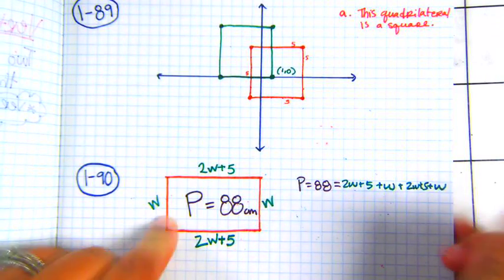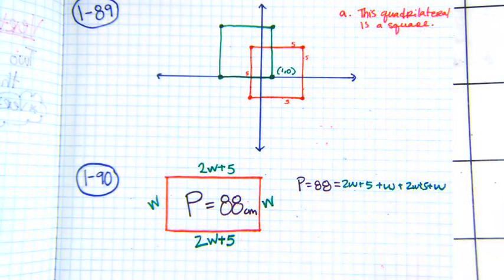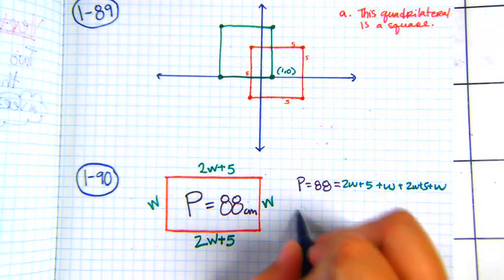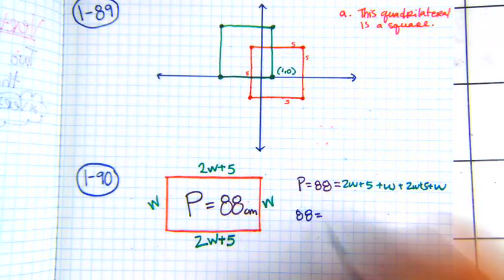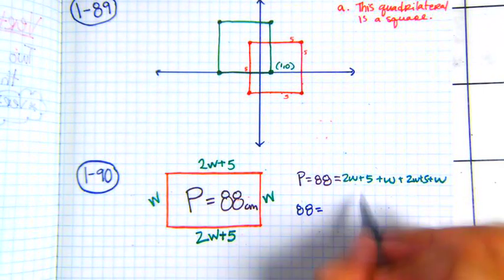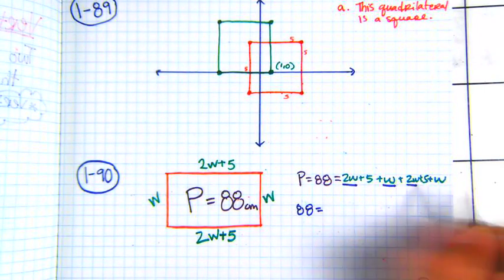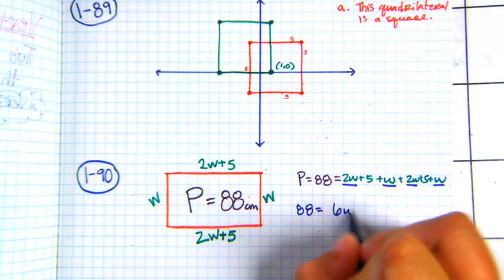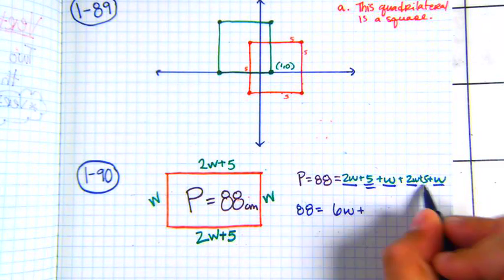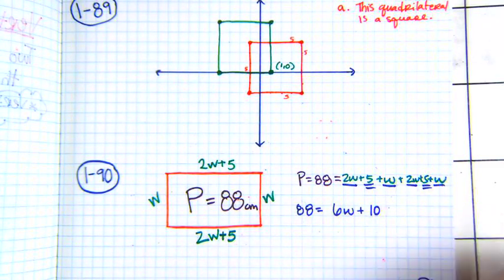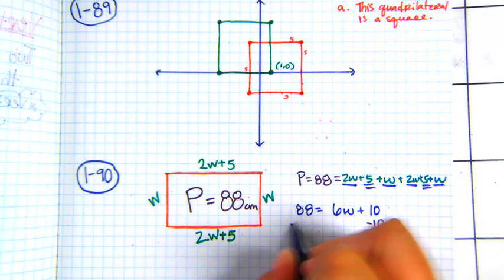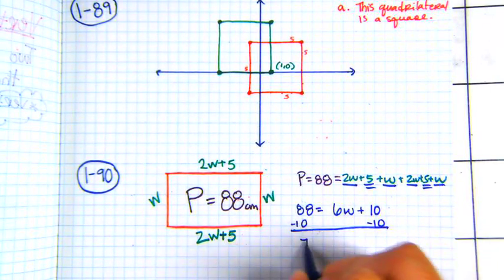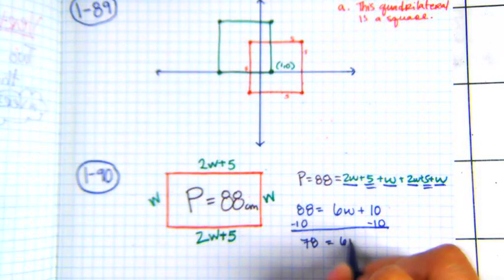Now, there is a different way of writing this. You could have written 2 times 2w plus 5, plus 2 w's. You'll get the same answer. It doesn't matter. So this is going to give me 88 equals, let's see how many w's we have. We have 2, 3, 4, 5, 6 w's plus 5 and 5 make 10. To solve this, I'm going to subtract 10, and I get 78 equals 6w.